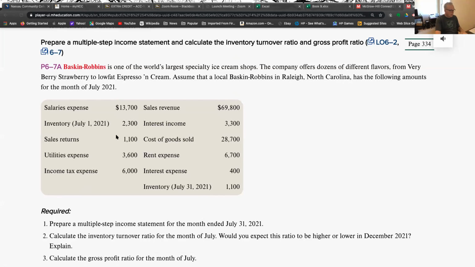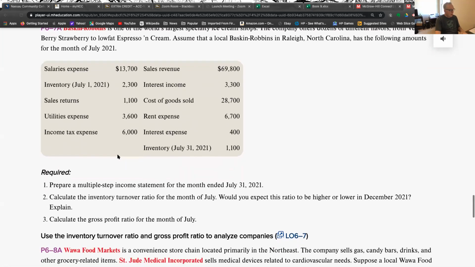So you see what they have listed here. Prepare a multiple step income statement for the month ended July 31st. And then they want us to do some analysis. Number 2 and number 3 have to do with some analysis, but let's get past this number 1 first. Prepare the multiple step income statement for the month ended July 31st. So what am I looking for? I'm looking for sales revenue minus cost of goods sold is gross profit.